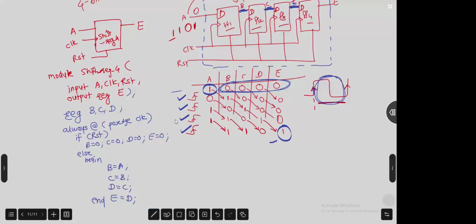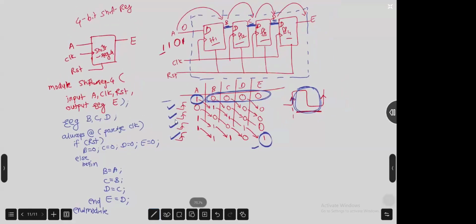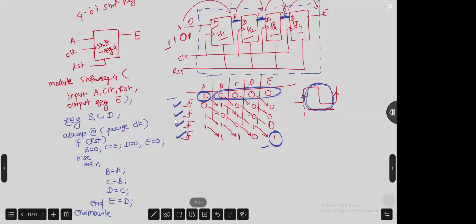Now let me know whether it will work as a shift register or not. Let me know if you are getting the basic concepts. Whatever code we have written in Verilog here, will it act as a shift register or not? Let me know. You can check the table also. You can verify through the table.